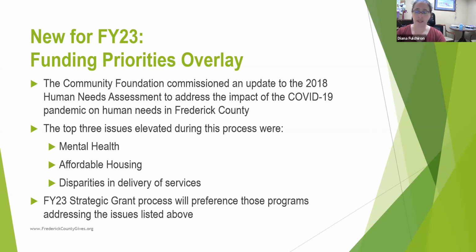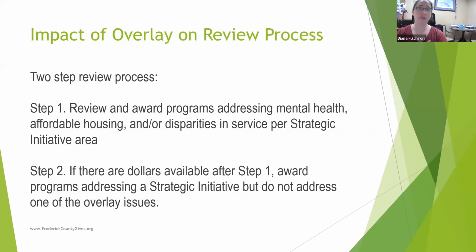So let's look at the impact of creating these overlays on top of the strategic initiative areas. There's going to be a 2-part review process. In our first step, we're going to review and award programs in those 3 buckets that are addressing mental health, affordable housing, and/or disparities in service. If there's money available after that step 1 review has happened, we will look at the other programs available in those 3 buckets. So the overlay means a preference. Those applications will be considered first if you're addressing mental health, affordable housing, or disparities in service. That's a big change. Any questions so far?